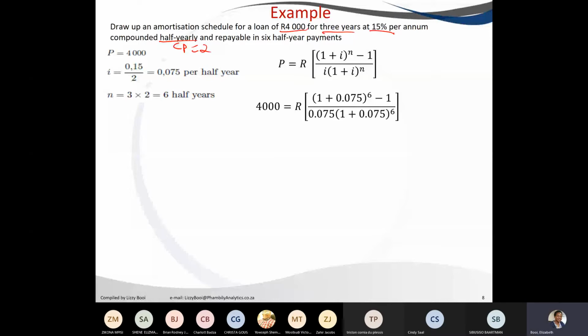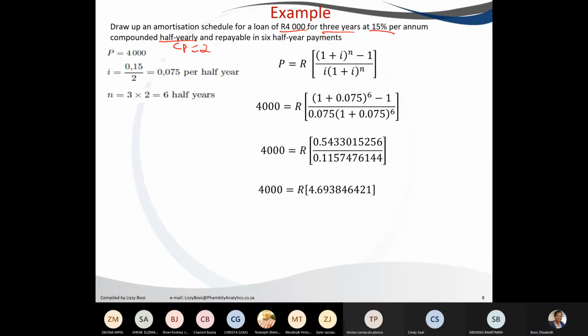Calculating the top part of the fraction and the bottom part of the fraction, we get 0.54 divided by 0.11. Calculating what is inside the bracket, we get 4.6. We need to make R the subject of the formula. So we divide 4,000 by 4.6. We get R is equal to 4,000 divided by 4.6. And the answer we get is 852.